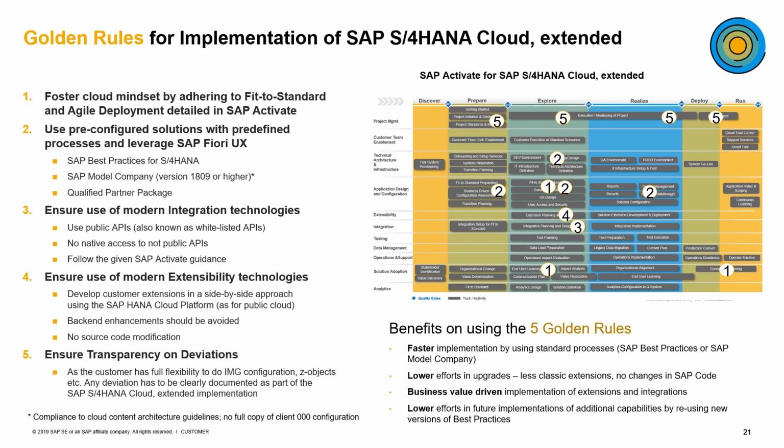The second golden rule is to use pre-configured solutions with predefined processes and to leverage the use of SAP Fiori UX. We're not limiting this to only SAP packages. These packages need to comply with other rules, such as the extensibility rules. But we want to ensure that they stay with the best practices, model company, or qualified partner practice as closely as possible.